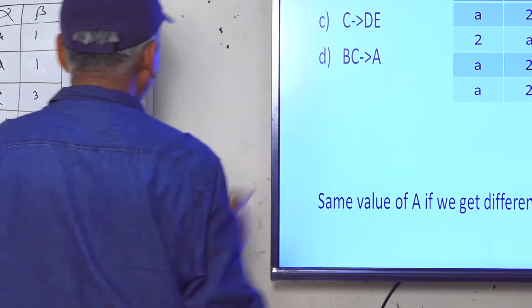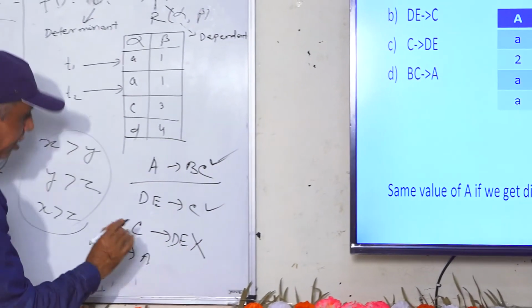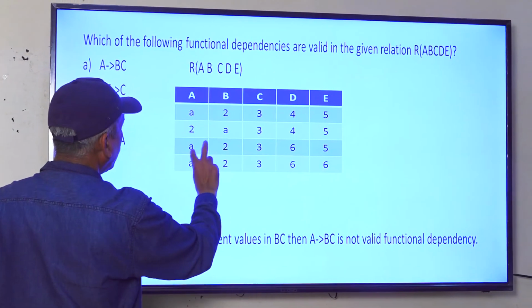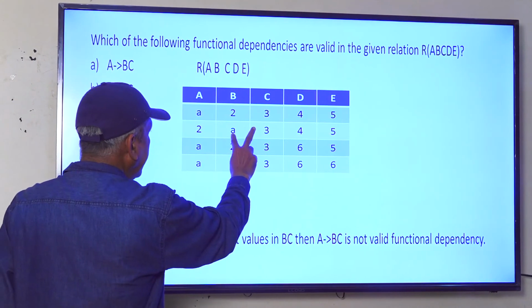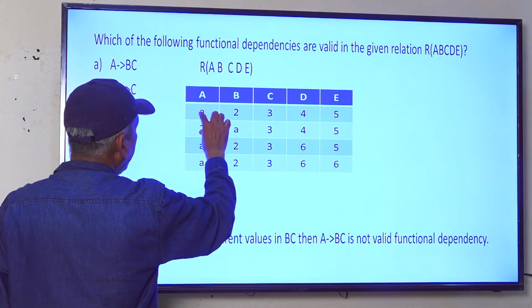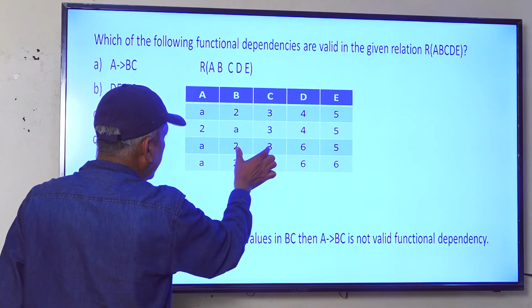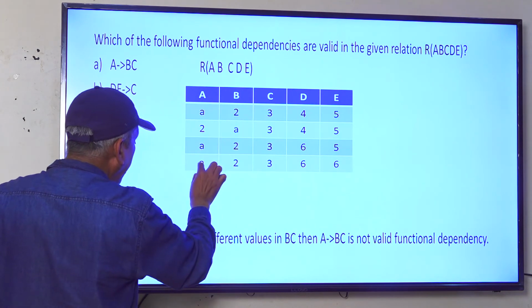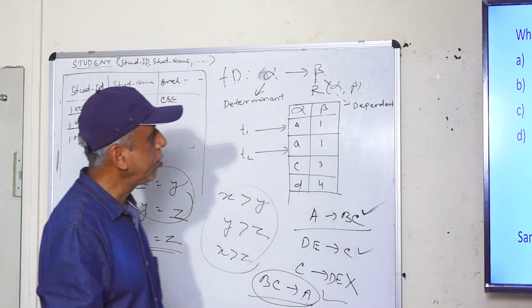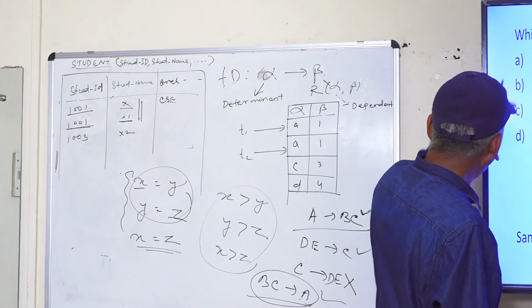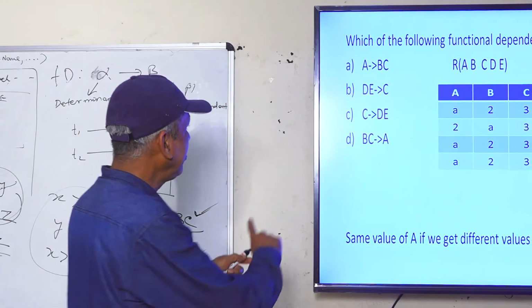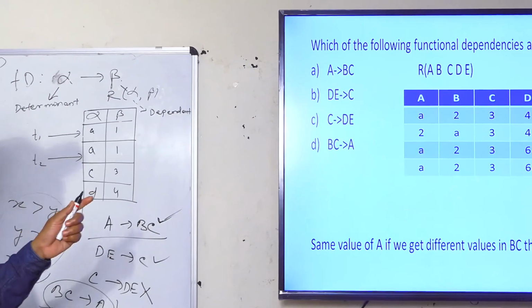Then come to BC produces A. BC 2 3, 2 3, 2 3. 2 3 produces A, 2 3 produces A, 2 3 produces A. That means it is valid. A3 produces 2 is something different, because 2 3 here is totally different. It may produce the same data or different data. But now this 2 3, this 2 3, this 2 3 produce the same data. That's why BC produces A is a valid functional dependency and it holds good. So from this multiple choice, with 4 options, which one is valid or which one is a non-valid functional dependency? C is the answer, that is the multiple choice answer.